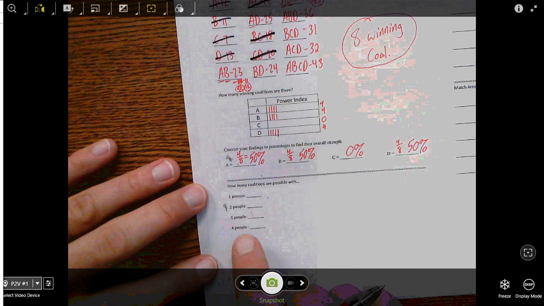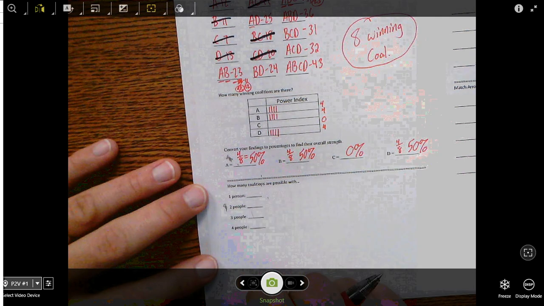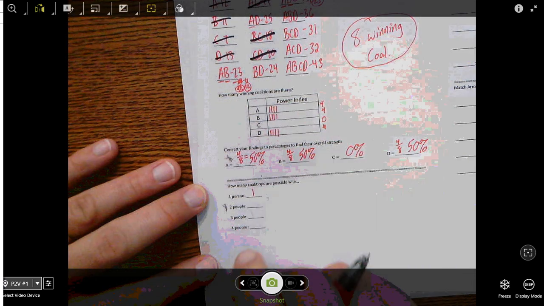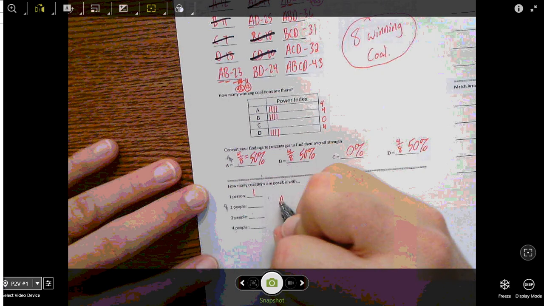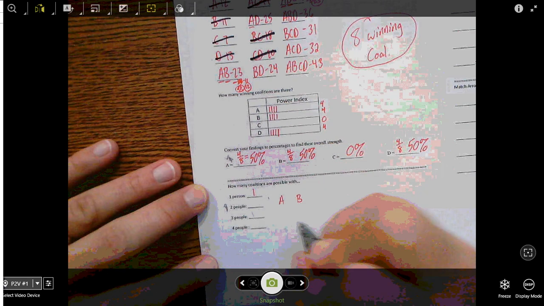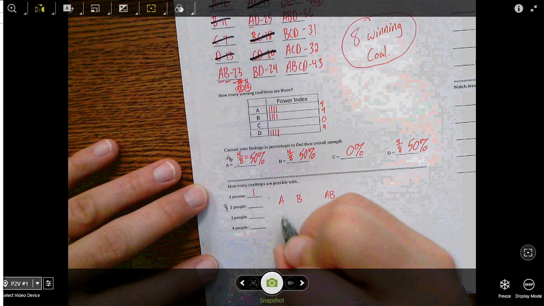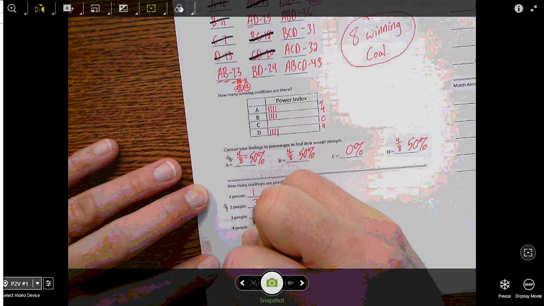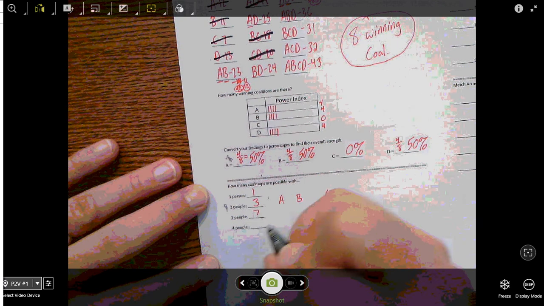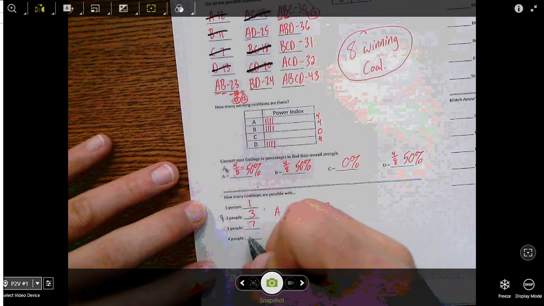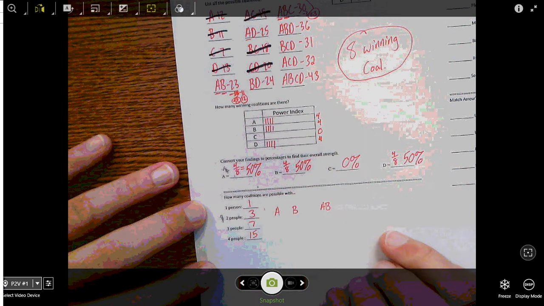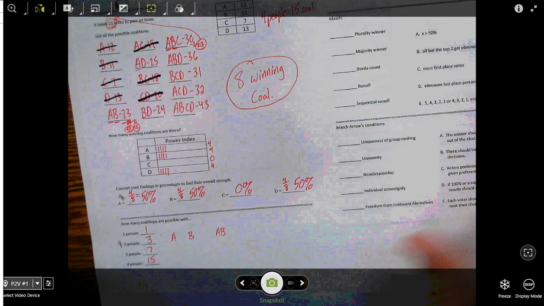Now the last question here. This is memorization here. If you had one person, you would only be able to create one coalition because only one person would vote by themselves. 2 people, just to help you out. You have A, you have B, and then you could have AB. Those are 3 possible coalitions. 3 people would be 7, and 4 people, we just did one. 4 people equals 15 coalitions. That'd be 15.